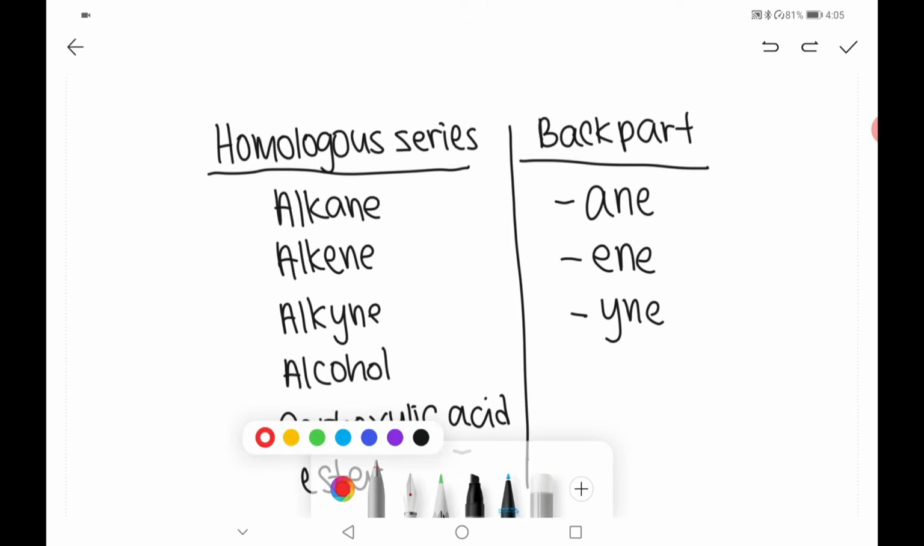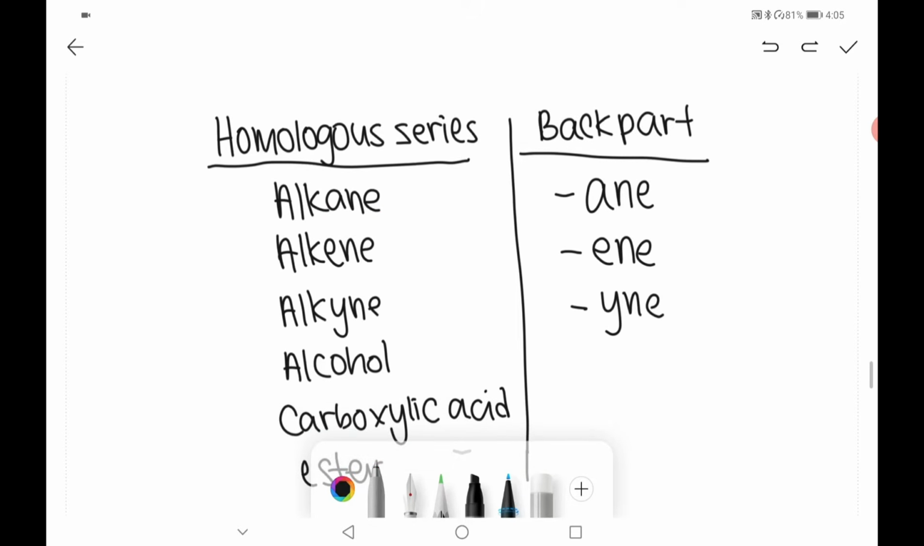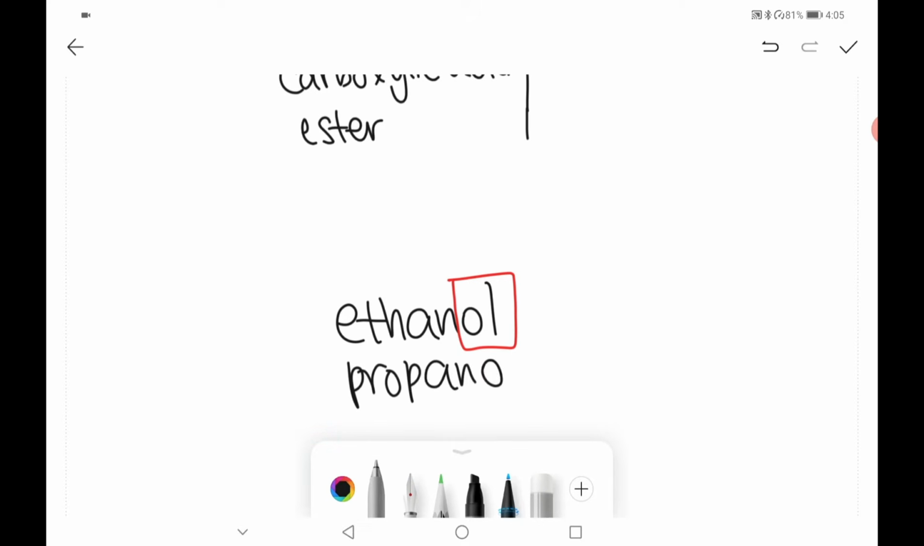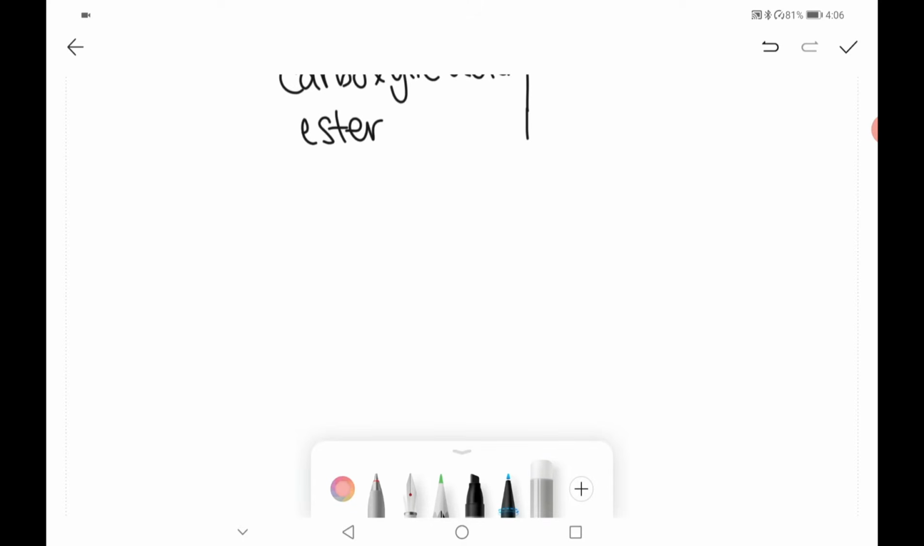For alcohol, the name will end with ol. For example, you might see the word ethanol. You will see this later on. When the name ends with ol, this is alcohol. Let's say you see another one, propanol. The name ends with ol, so it is alcohol.